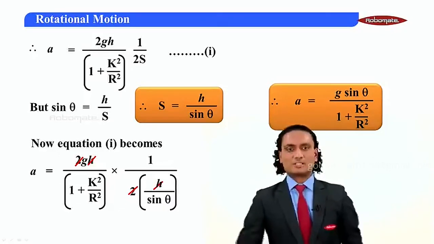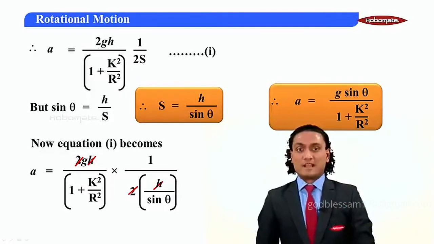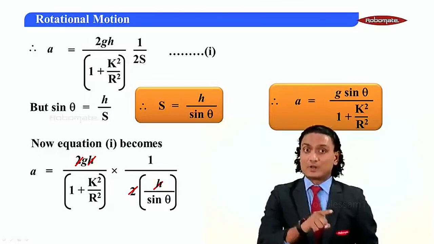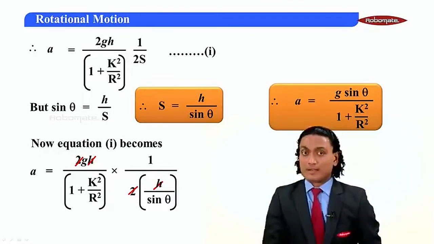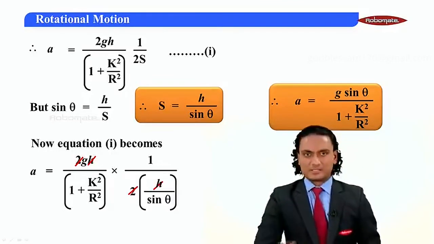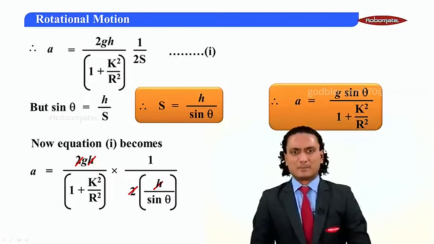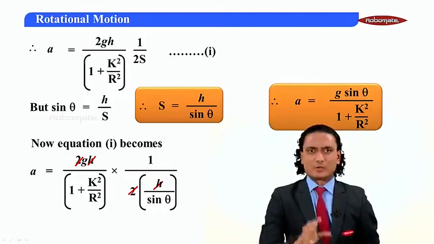So students, in this module, we have derived an expression for acceleration of an object rolling down an inclined plane without slipping. Is that clear? These modules are very simple, students, and I'm very sure you can easily do it.